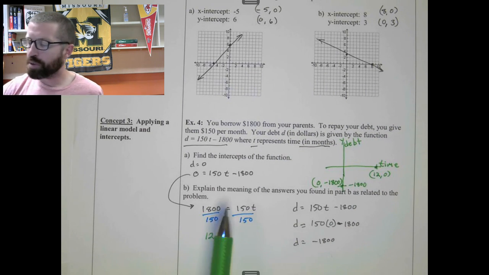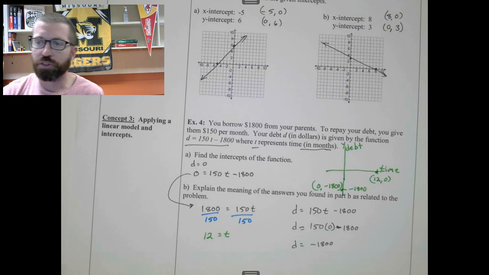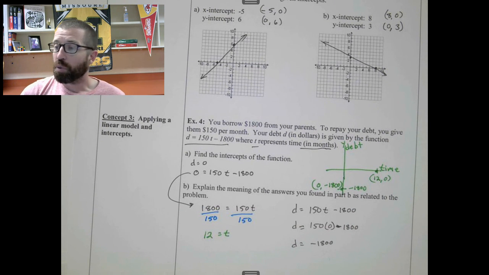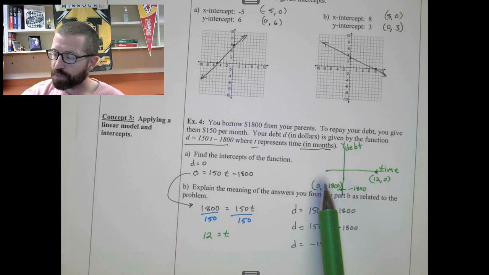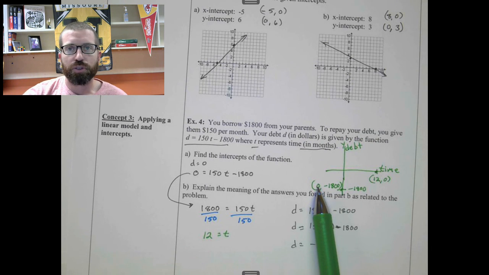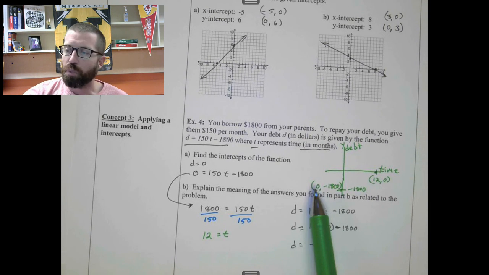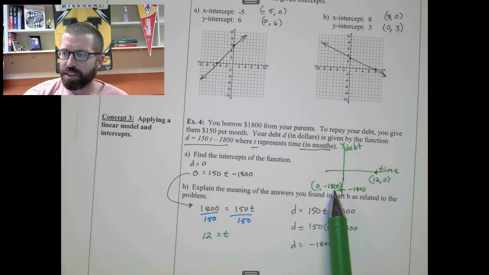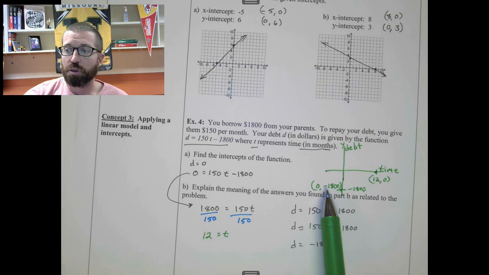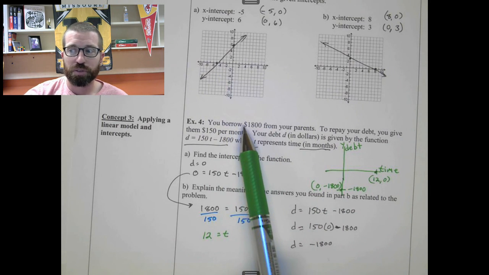Okay, then it says, explain the meaning of the answers you found in part B as related to the problem. So what does this mean? When you talk about this, just talk about it in the context of the problem and in each coordinate. When time is 0, you have negative $1,800 that you owe. So when time is 0, you owe your parent $1,800, and that makes sense because that's the amount you borrowed.